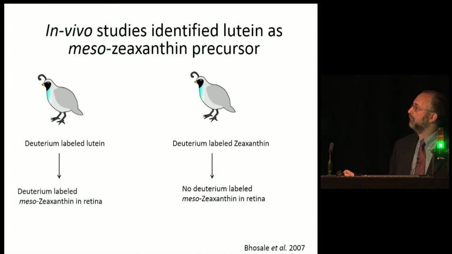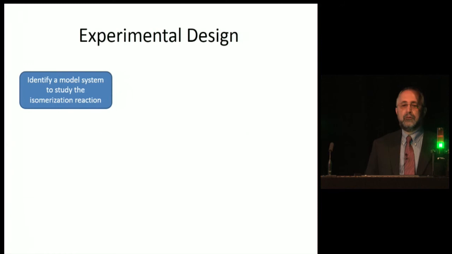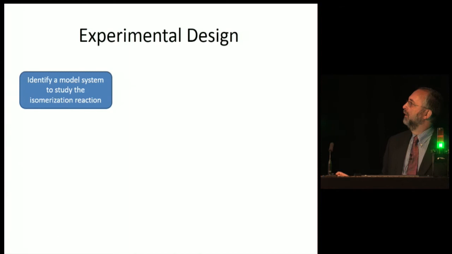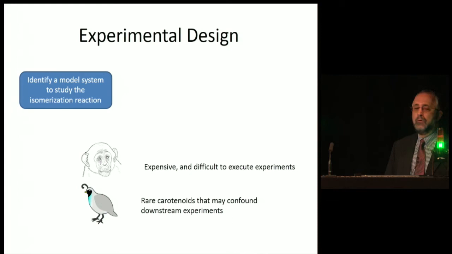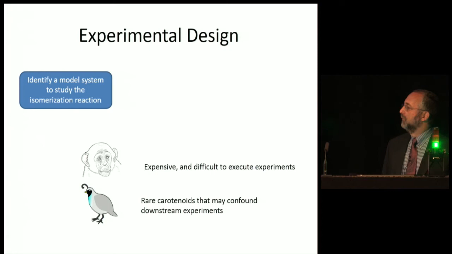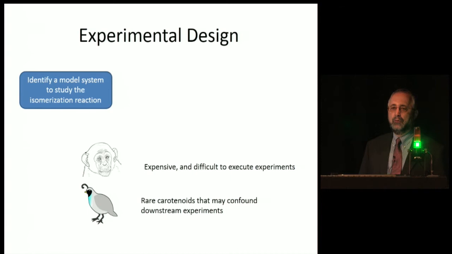So we needed to identify a different model system, or a best model system, to try to get at this better than what we had now. That's because monkeys, as we know, are very expensive and difficult to do these sorts of experiments with. And the quails, although a pretty good system, we found in analyzing the carotenoids in their eyes that they had a fairly complicated array of carotenoids in addition to lutein, zeaxanthin, and meso-zeaxanthin. They had galloxanthin, rhodoxanthin, astaxanthin, all sorts of things were in there. So we figured we had to find a different system.